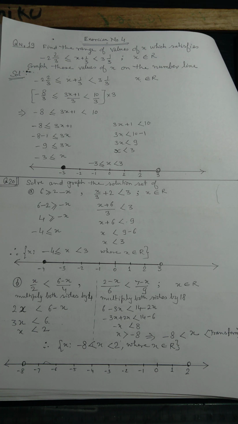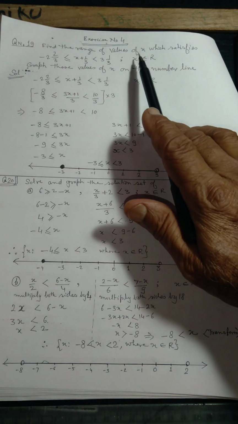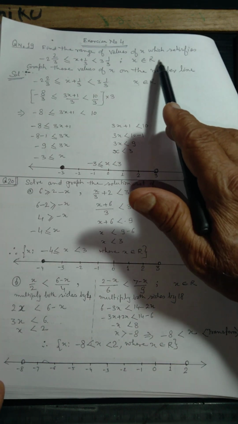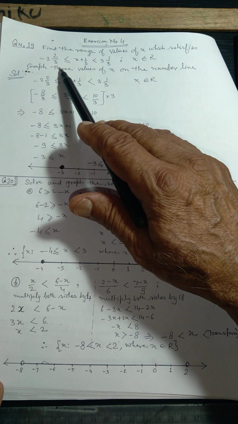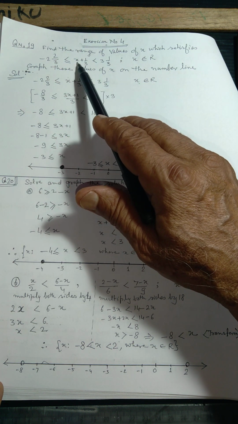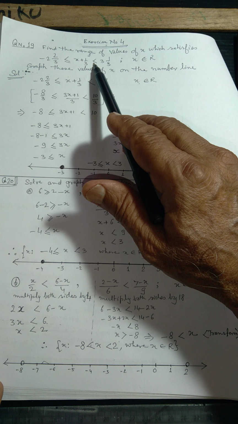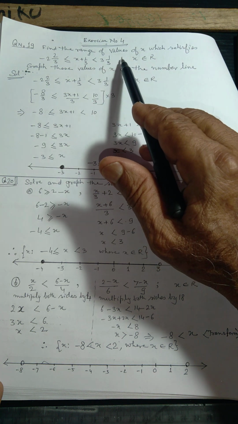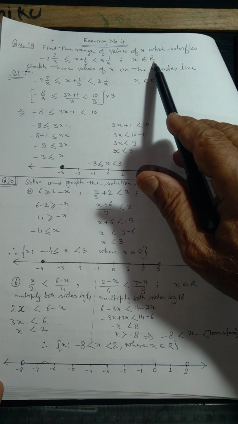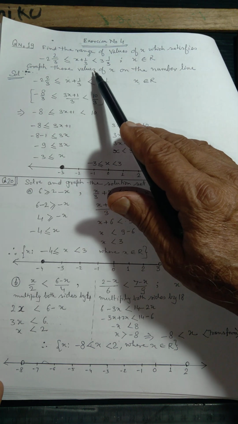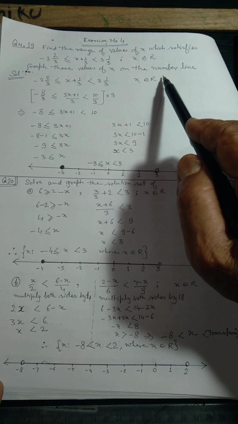Now let us start question number 19 of chapter 4, exercise 4 of ICSE class 10th. The question is: find the range of the values of x which satisfy minus 2 and 2 by 3 less than or equal to x plus 1 by 3 less than 3 and 1 by 3, where x belongs to real numbers. Graph these values of x on the number line.